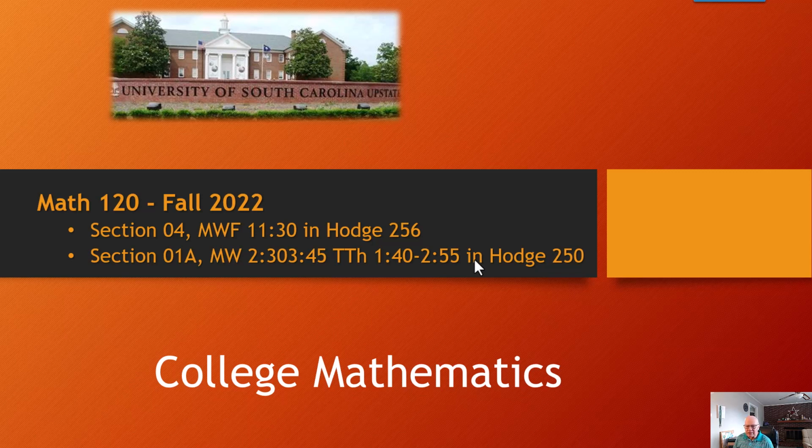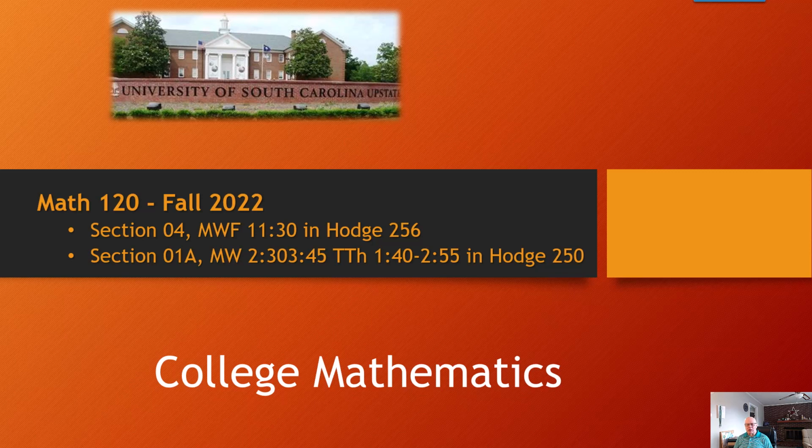Then on Monday you switch. Mondays and Wednesdays you come at 2:30 instead. Now if you make a mistake and come at 1:40 and wonder where is everyone, that's because you came a little bit early. So if you do, stop by my office, Hodge 228 down the hall. Down the hall to the right, and we can chat for a little bit until class is ready to start.